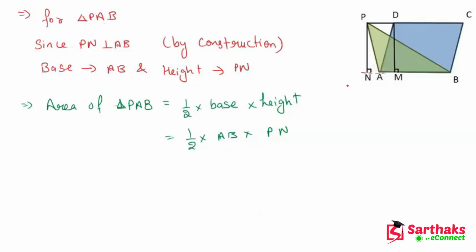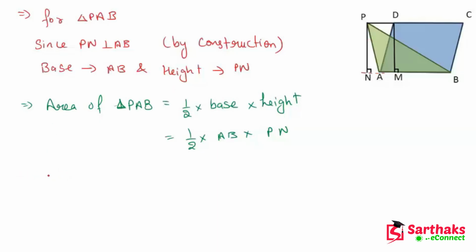Yes, so now my dear friends, we know that opposite sides of a parallelogram are equal, which means AB and DC are equal, and we also know that opposite sides are parallel. Okay, means AB is parallel to DC. And as the distance between parallel lines is equal, we can say that DM is equal to PN.